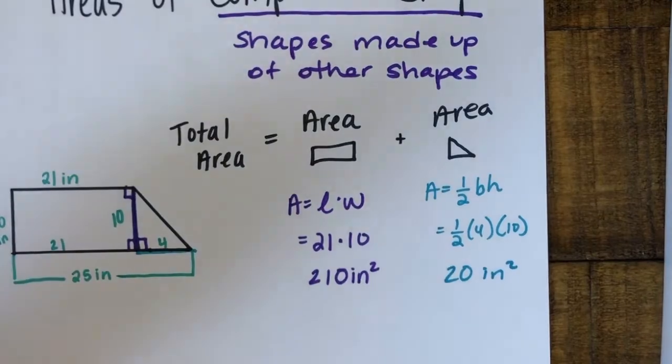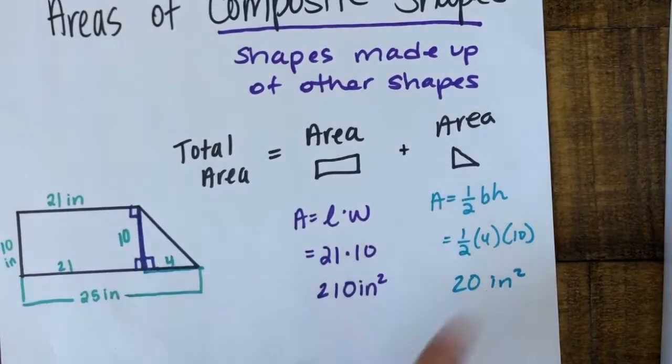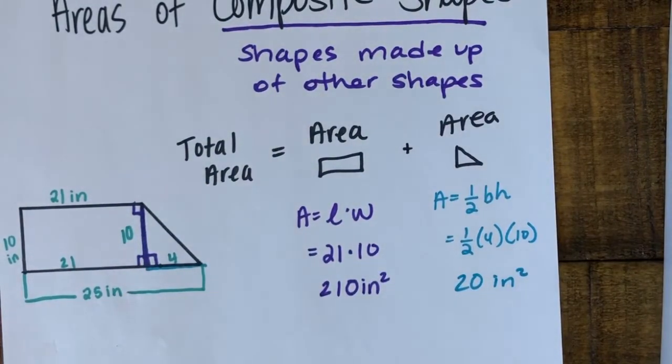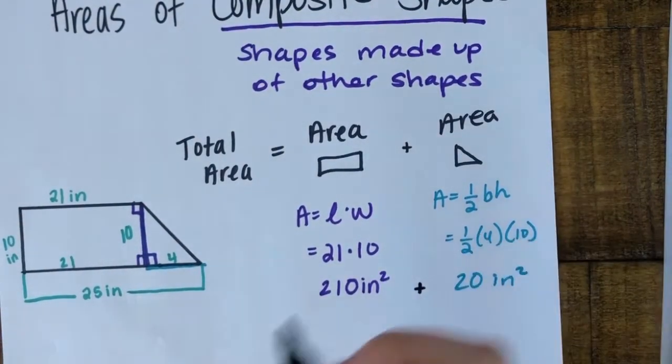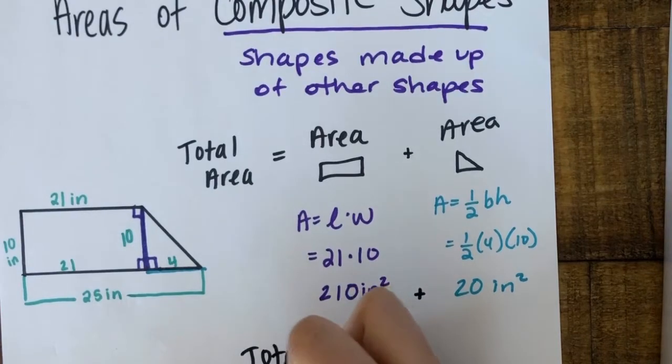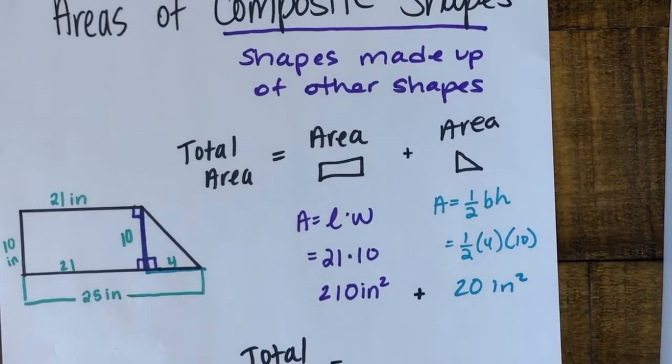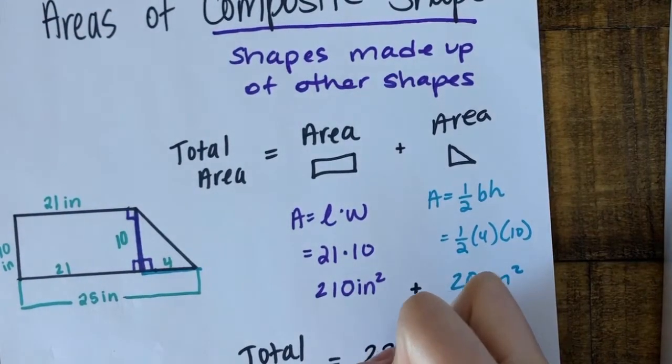So I found the area of the rectangular part, I found the area of the triangular part. And now for my total area, I'll add those two things together. So my total area equals 230 square inches.